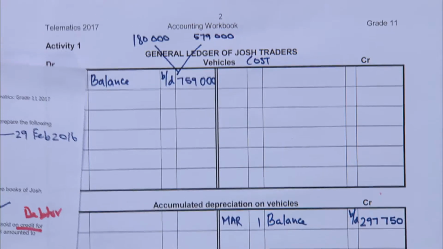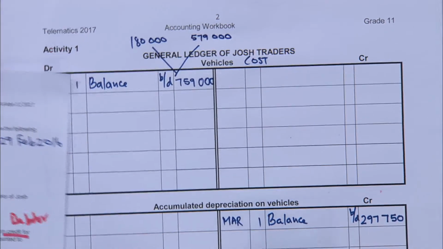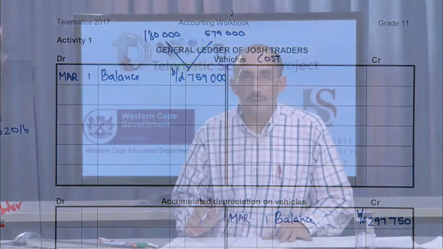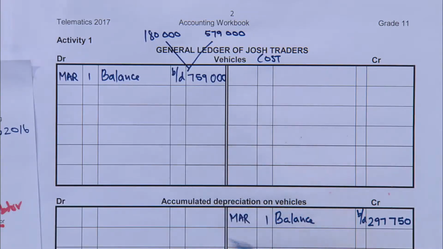Okay, so what are we doing now? I'm now telling myself that we have two vehicles. One vehicle of 180,000 is given from the information, and the 579,000 you have to calculate because the sum of the two costs should be equal to the balance.